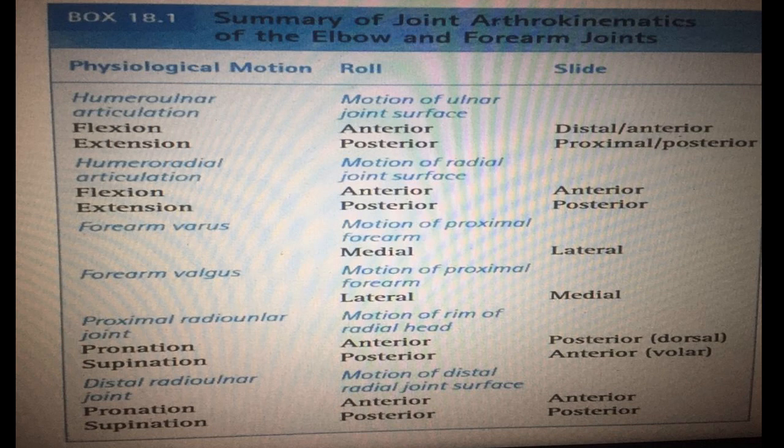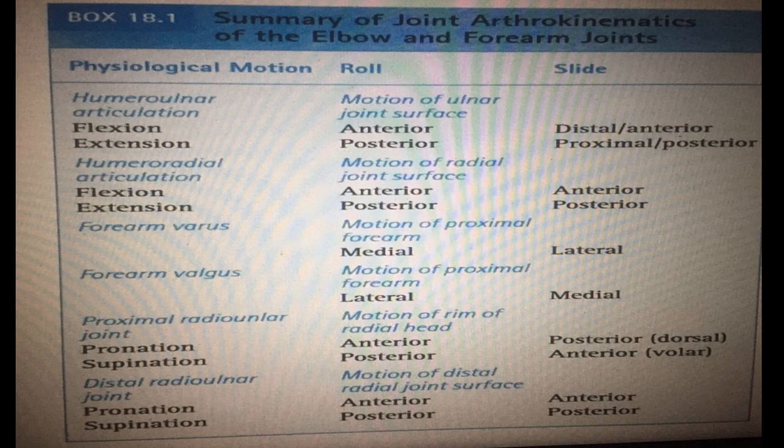Now the humero-radial articulation, where we will discuss flexion as well as extension. In case of flexion, the motion of the radial joint surface would be anterior, and also the direction of slide would be anterior. And in case of extension, the motion of the radial joint surface would be posterior, and also the sliding within the joint surface would be posterior. So gliding and sliding would be in the same direction as the physiological joint motion.